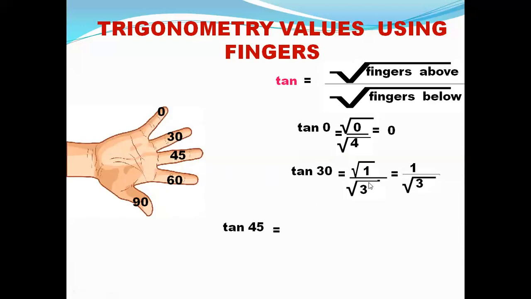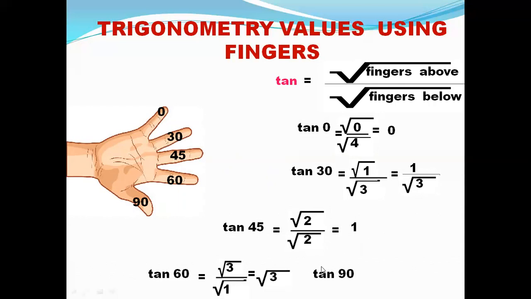Tan 45 is, how many fingers are above? There are 2 fingers above and 2 fingers below. We get 1. Tan 45 is 1. And if we find tan 60, how many fingers are above? There are 3 fingers above and only 1 below. So we get tan 60 is root 3. Now we find tan 90. How many fingers are above? 4, and below 0. Something by 0 is not defined. So tan 90 is not defined.